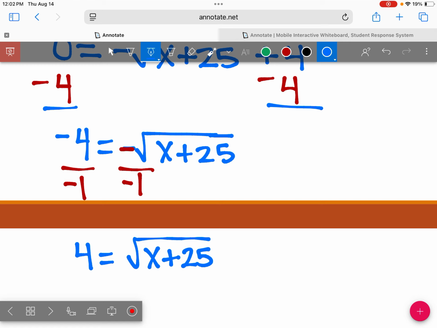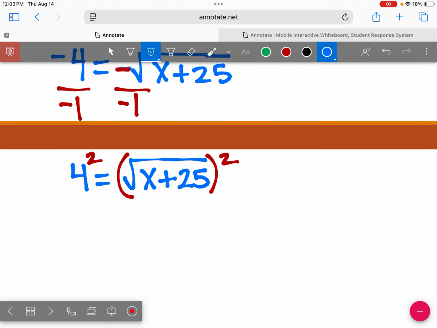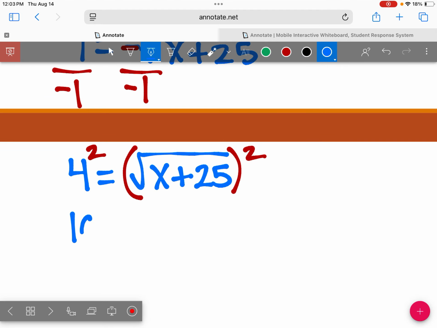All right. Now I got to get rid of the square root. What's the opposite? Squaring. Let's do that. So 4 squared, 16.